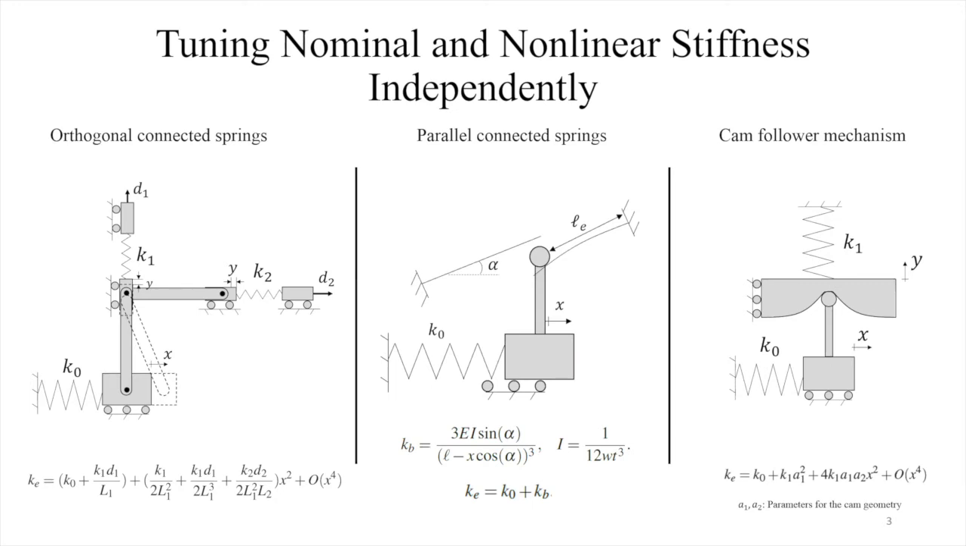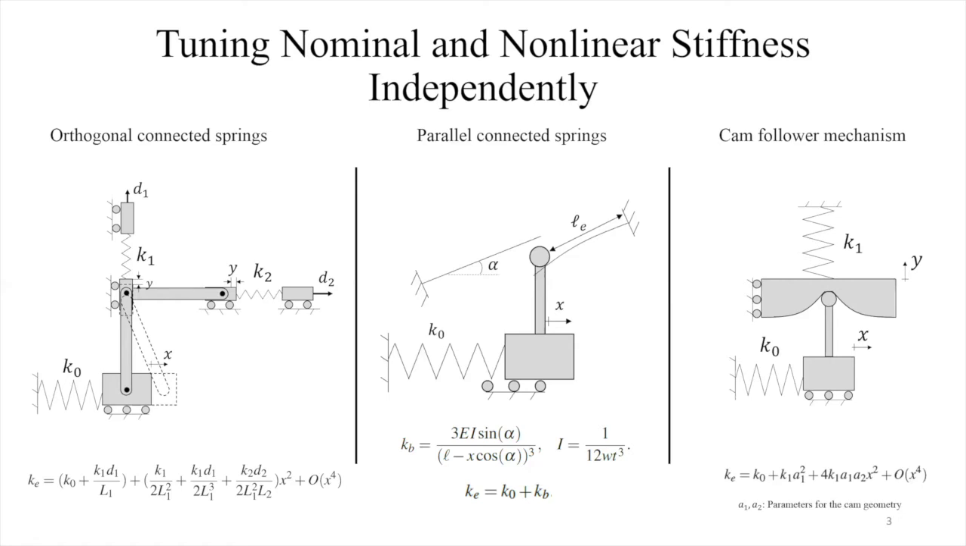The first method is based on having two springs orthogonally connected. In this case, we have K0, which represents our nominal stiffness, and K1 and K2, which are connected in the orthogonal direction. And as we initially pre-stretch K1 and K2, we can tune the nonlinear behavior. We got a very simple equation here, which describes the stiffness behavior. And as you can see, the nonlinear behavior is a function of D2. However, the linear behavior is independent of D2.